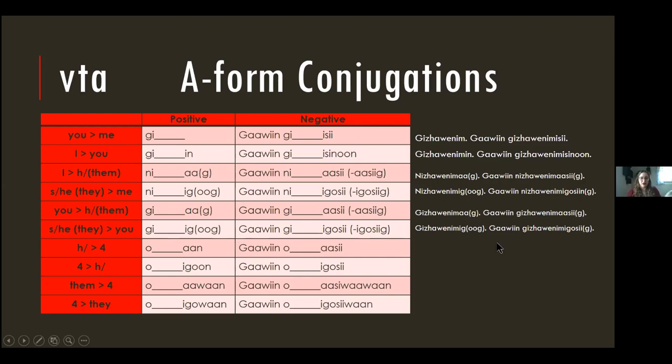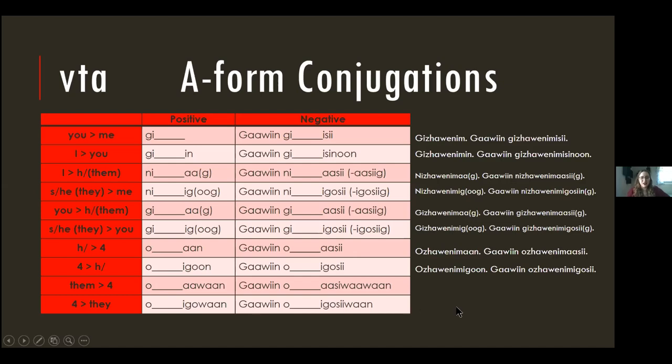Okay? And then for negative, gawin gijuanamagosi. Gawin gijuanamagosig. She doesn't love you. Gawin gijuanamagosig. They don't love you. Okay? Real sad sentences.